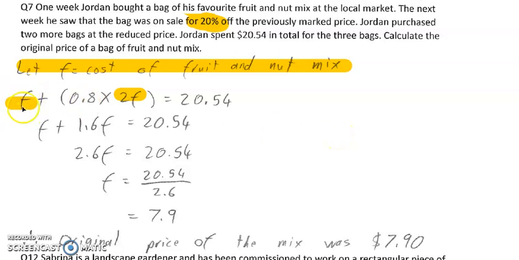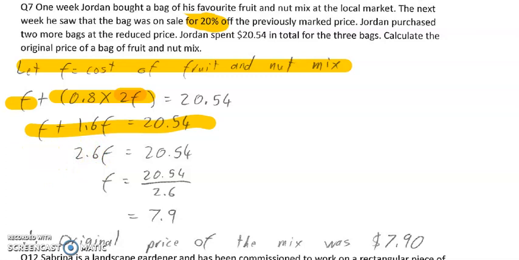So it's the first fruit and nut mix plus another 2 fruit and nut mixes at 80%. So that's F plus another 2 at 80% cost him $20.54. I've taken this bracket here and I've gone 0.8 multiplied by 2 using my calculator. I got 1.6F. So F plus 1.6F equals 20.54. Then I collected my variables. F plus 1.6F gives me 2.6F.